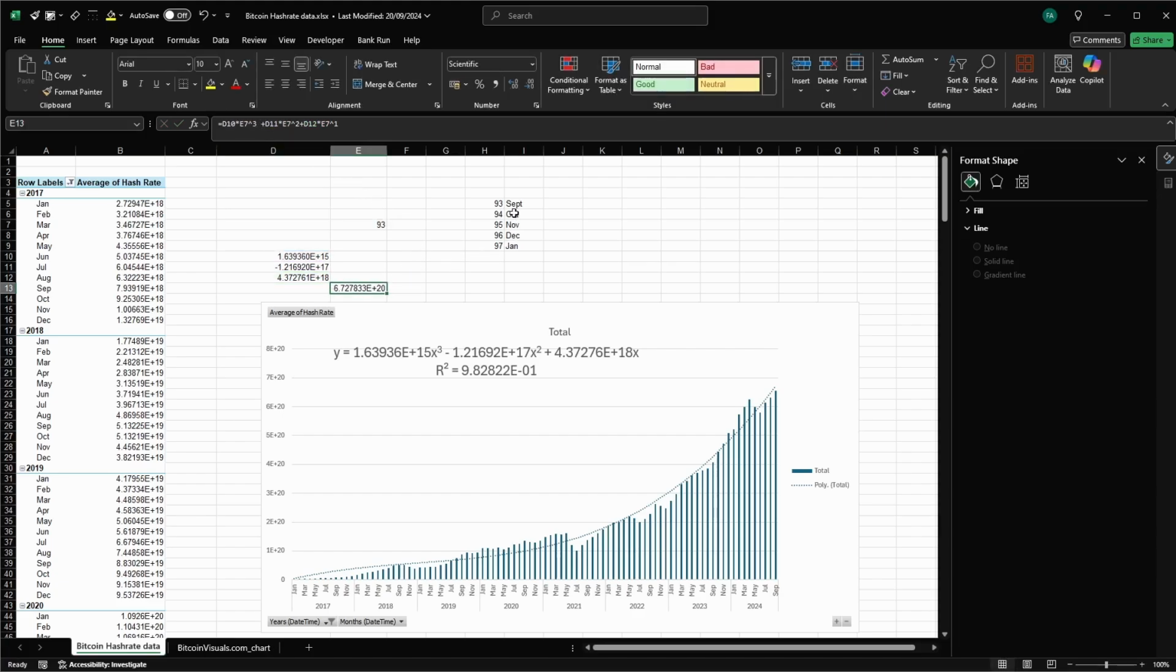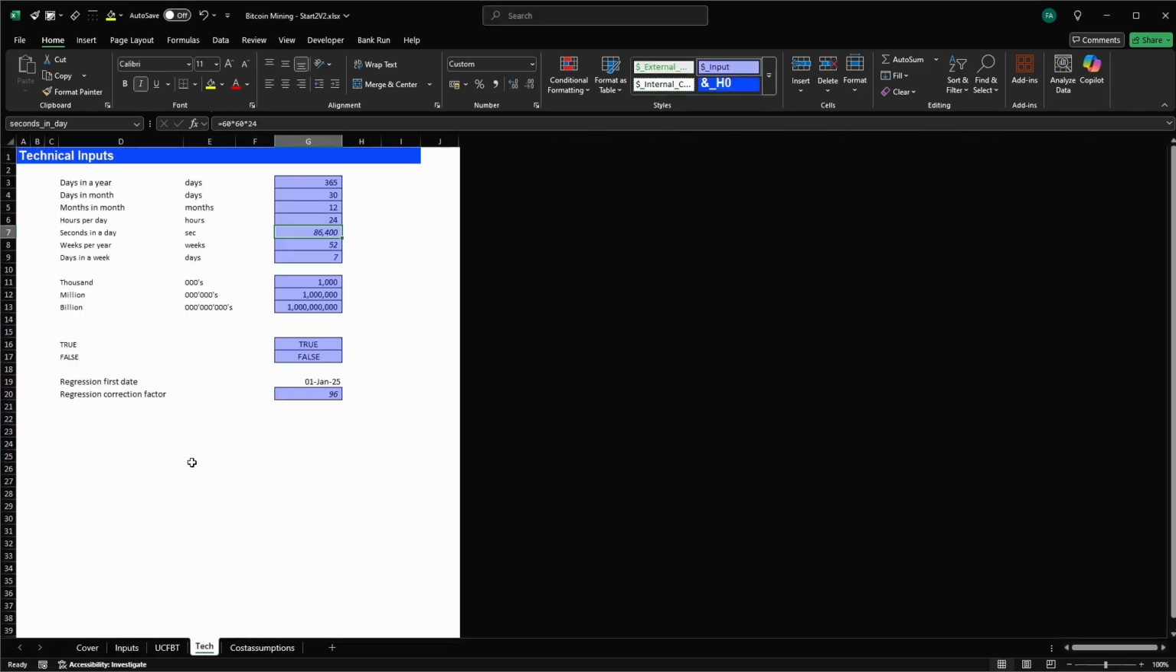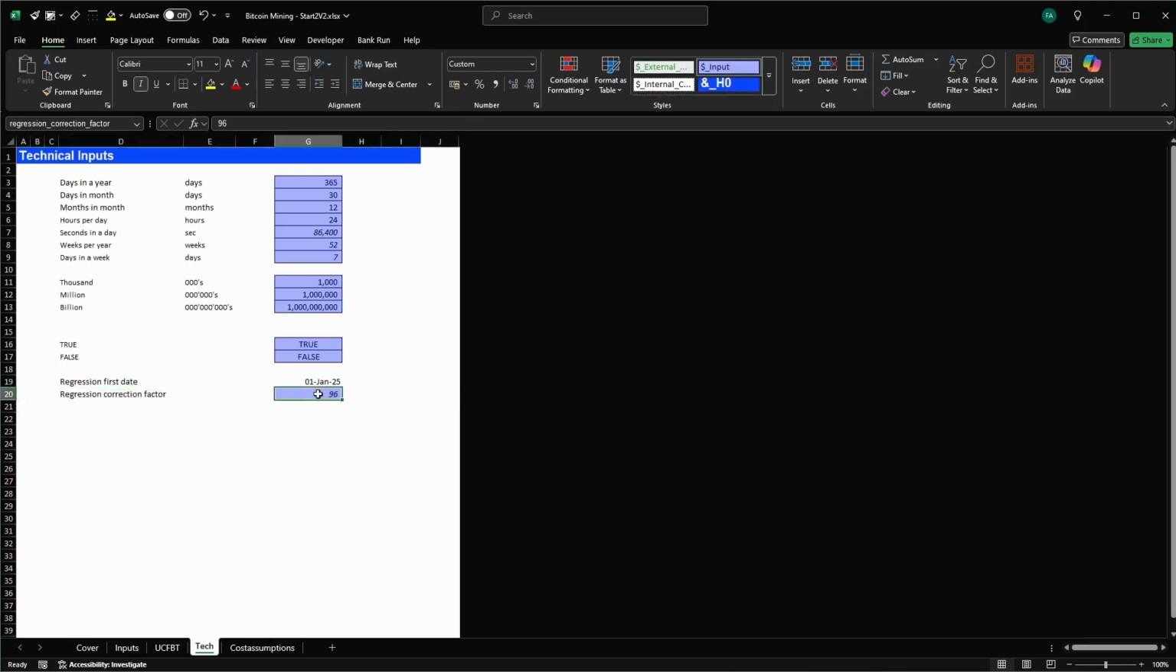Now if I want to calculate where we are in January 2025, I know that September is number 93, so I just have to keep adding until I get to 97 in January. So to calculate January 2025, I have to take this number and substitute x for 97. Back to our model, you can see here that I have the regression correction factor, and I set it to 96 because that represents December.